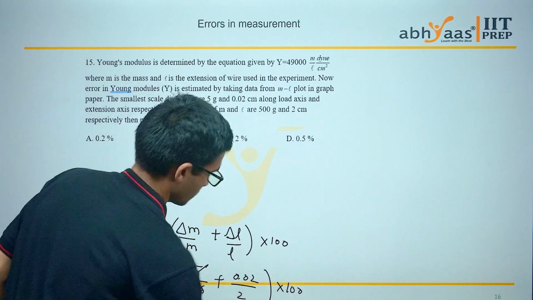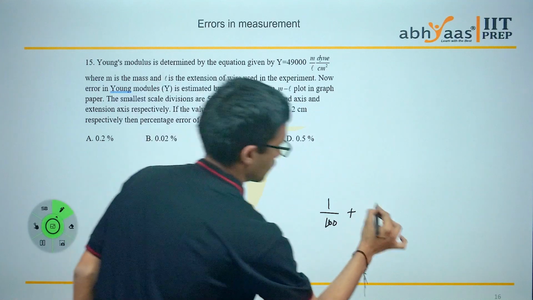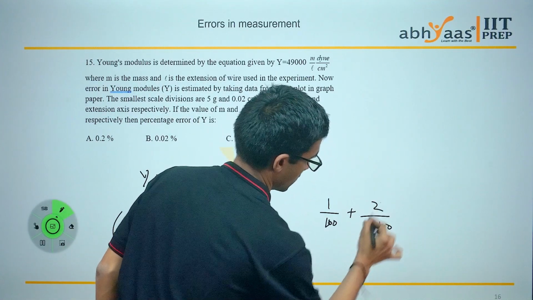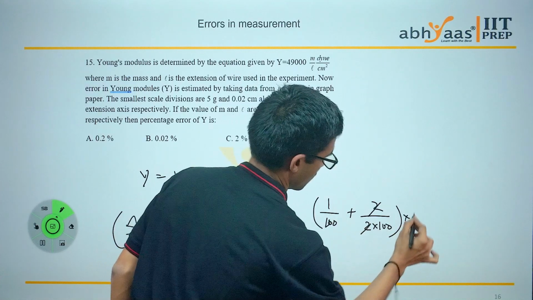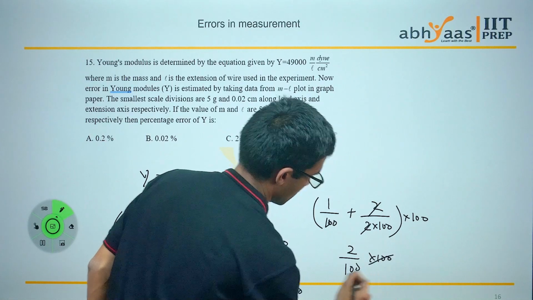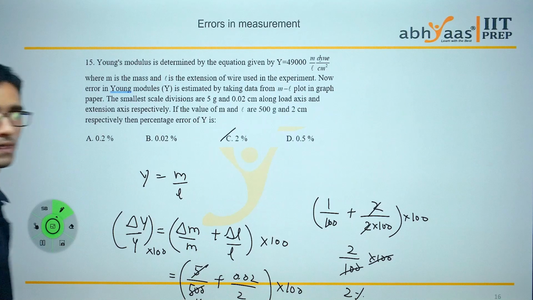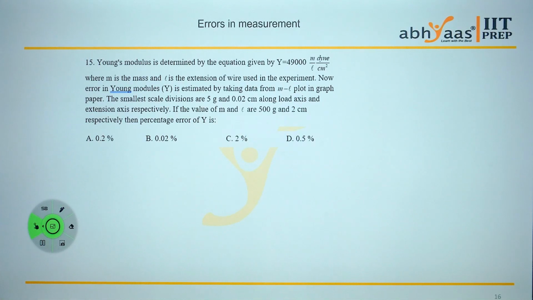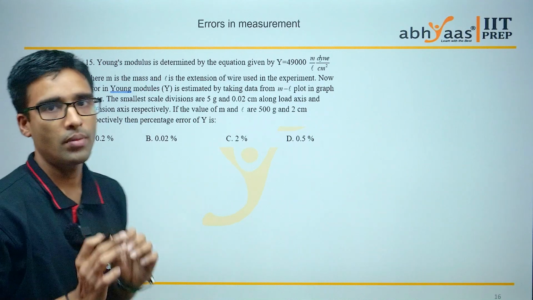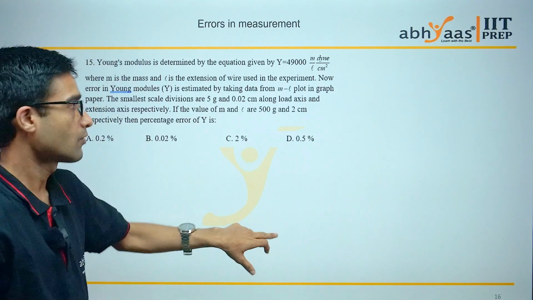Okay, then what you will get? So 1 by 100 plus this one. How will I write? 2 by, if you want, I will write 2 by 2 into 100. So you will get cancelled. So finally what you are getting is 2 by 100 into 100. Cancelled. What is the percentage? 2%. So this is the answer. Okay. Now if you go to this kind of problems, you can easily solve. So just you have to remember the formulas of significant figures and error analysis while solving this type of questions.